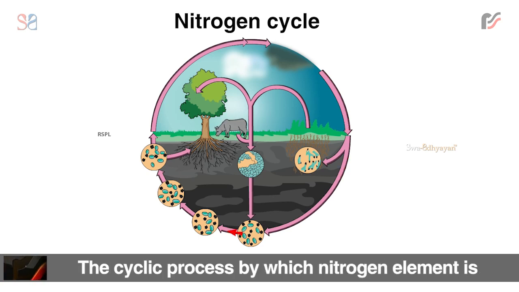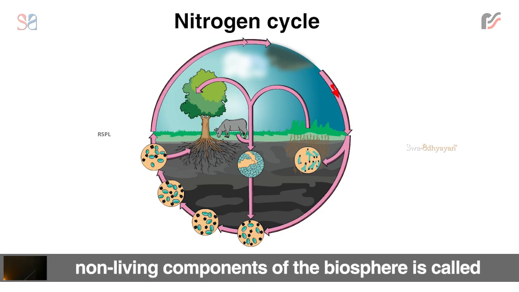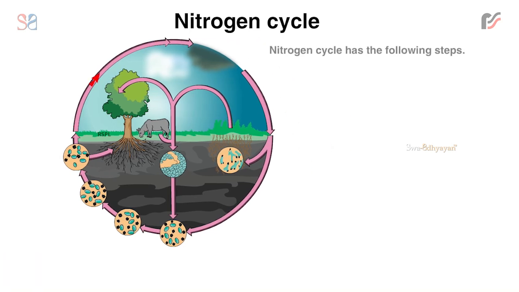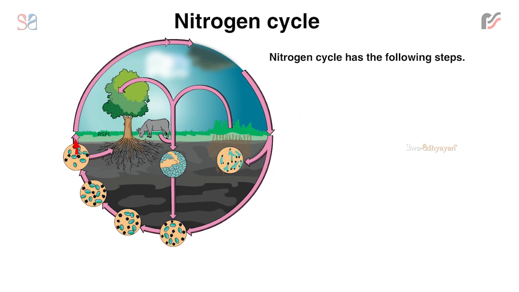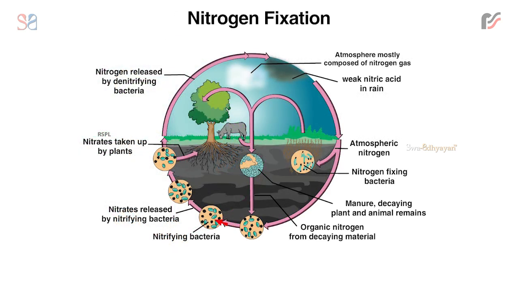The cyclic process by which the nitrogen element is circulated continuously through the living and non-living components of the biosphere is called the nitrogen cycle. The nitrogen cycle has the following steps. Number 1, nitrogen fixation. Number 2, nitrogen assimilation. Number 3, ammonification. Number 4, nitrification. Number 5, denitrification.